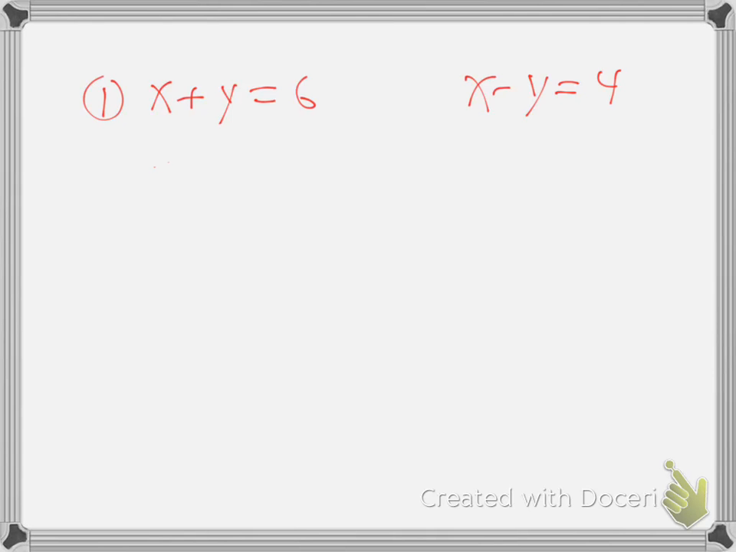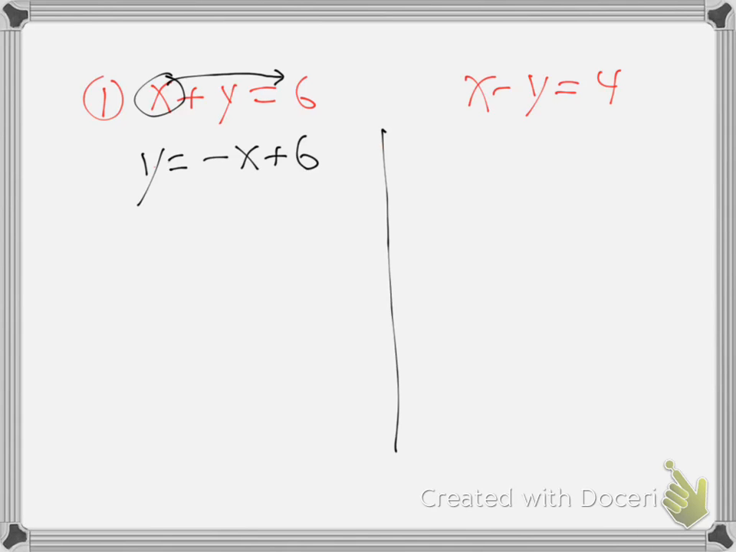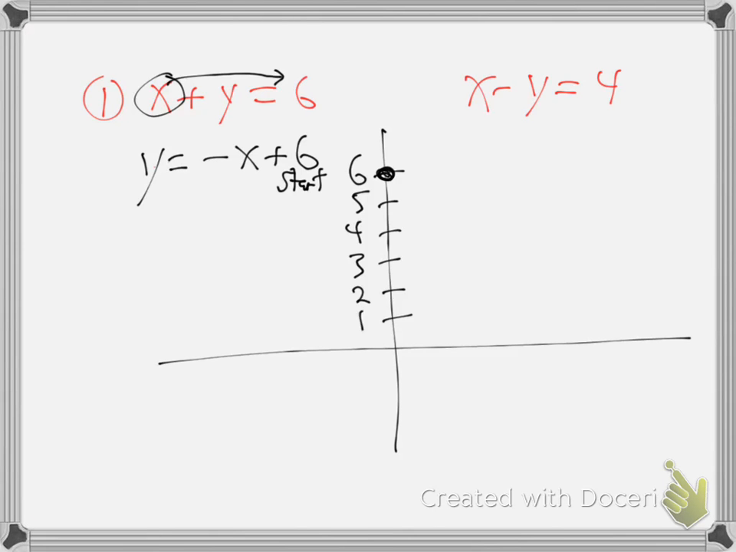Okay, so what do you do? You grab the x and you jump it over, right? Then y will be negative x plus 6. Is that good so far? Let's go to the graph. So how am I going to graph that? Where am I going to start? Where's my first dot? Yeah, you start at this one. You guys are pros at graphing now. 1, 2, 3, 4, 5, 6, right there. That's 6. Good. Okay, there's the first dot.